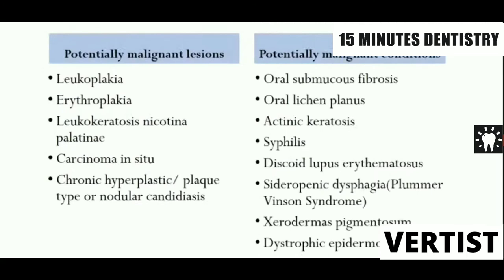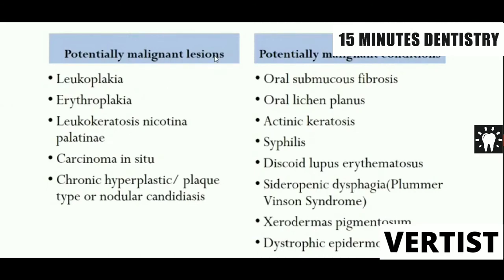Then we have the miscellaneous red and white lesions, including benign migratory glossitis, leukoedema, white sponge nevus, and hairy tongue. Now, before we start with explaining each of them, we have to know what oral potentially malignant disorders are, under which you have to classify them into potentially malignant lesions, including leukoplakia, erythroplakia, etc., and potentially malignant conditions, including oral submucous fibrosis, lichen planus, actinic keratosis, syphilis, etc. See, these lesions and conditions are very important. Very important in your exam.